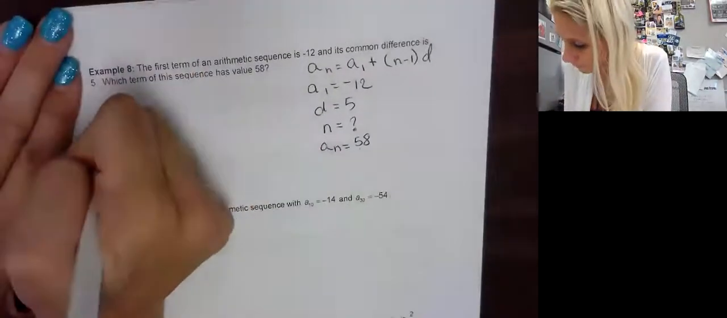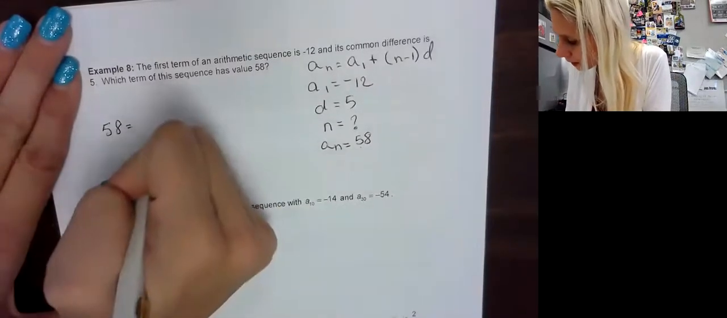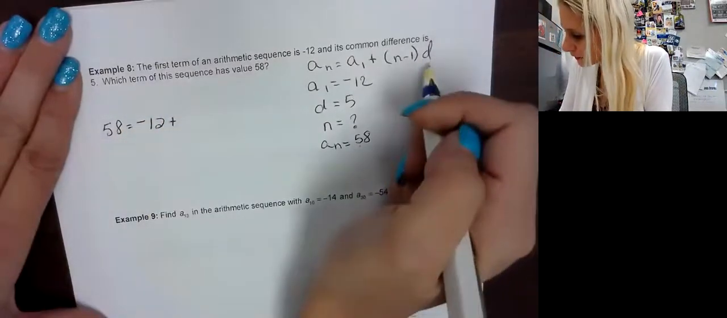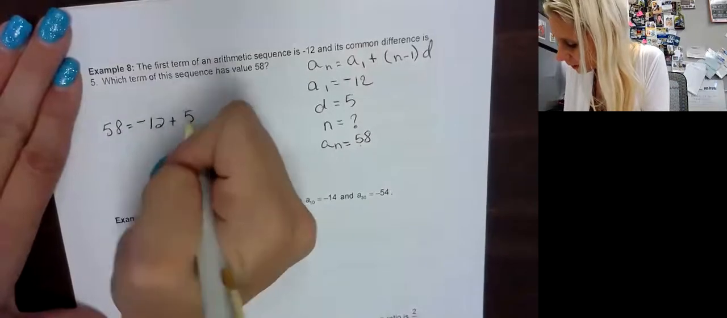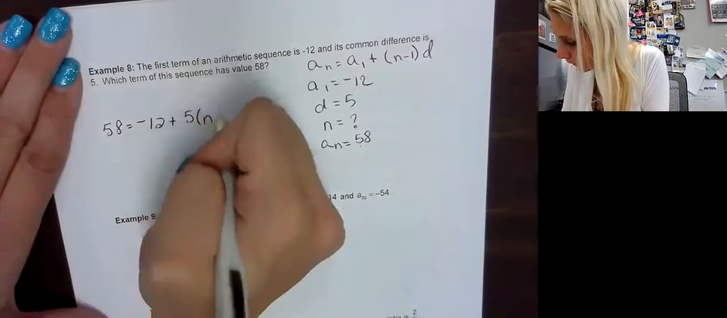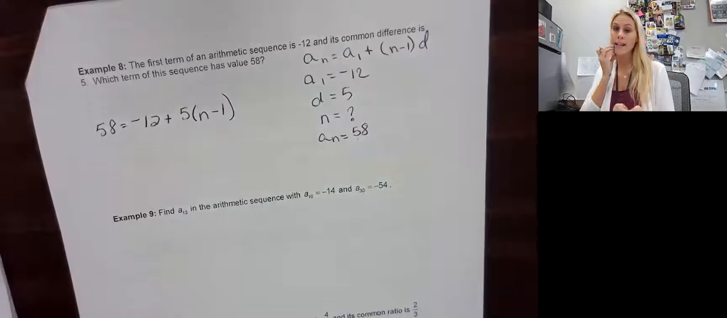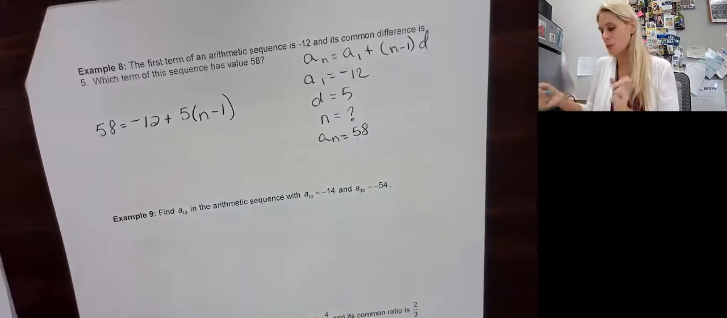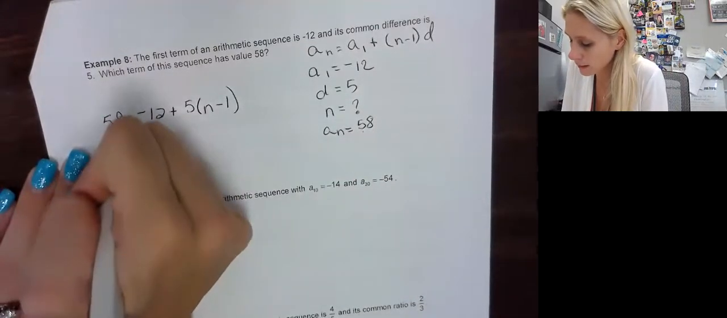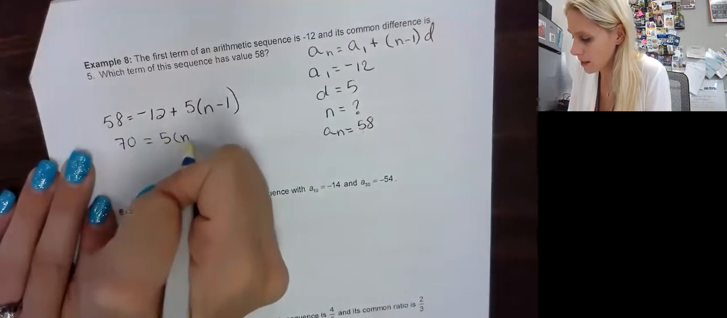So let's plug in. We have 58 equals negative 12 plus, I'm going to put d in front because I like having my coefficients in front, times n minus 1. n is what we're trying to find. Do we have one variable now? Is it the one we want? Yes, it is, so we can go forward. So 58, I'm going to add 12, so I get 70 equals 5 times n minus 1.